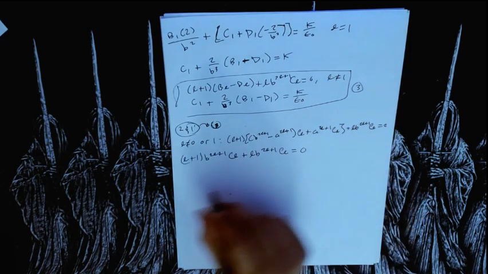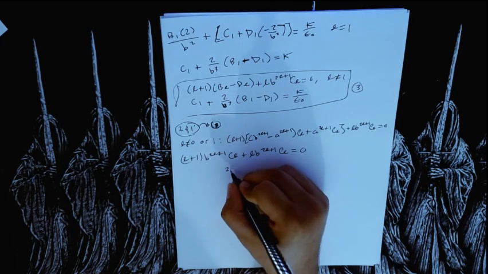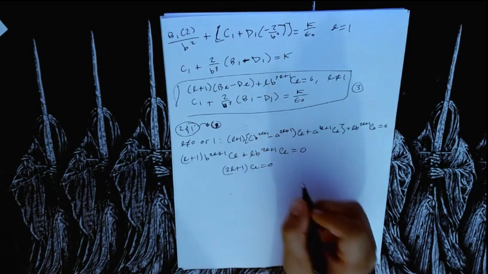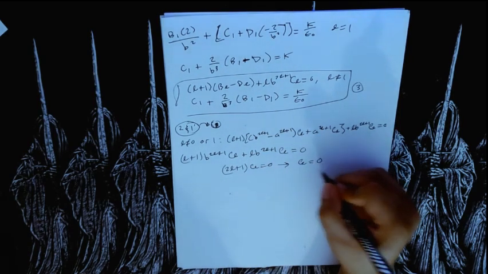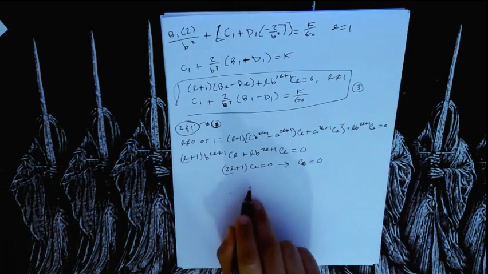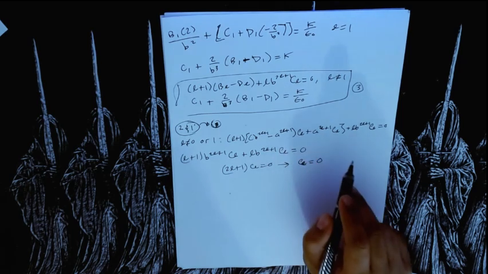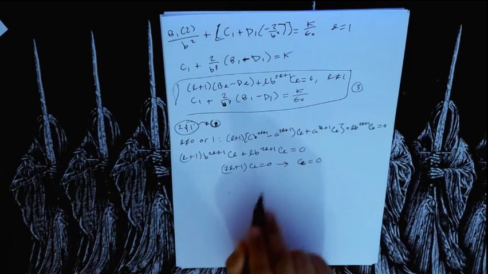Okay, so we can simplify this a bit more. We can simplify it down to 2L plus 1 multiplied by C L equals 0. Just divide that, so C L is just going to be 0. And I guess that's kind of obvious now, since we have just this coefficient equal to 0. We could have seen from the get-go that C L is going to equal 0.